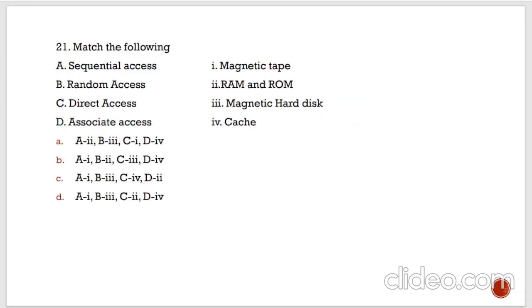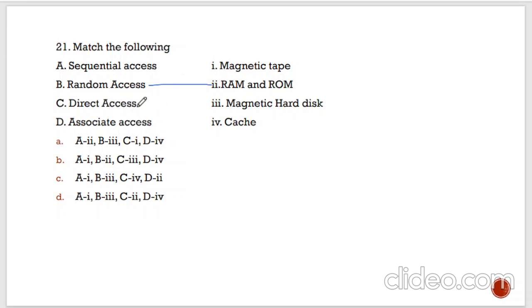Okay, next, match the following options. Sequential access, random access, direct access, associate access. So what is sequential access? From these options we can go through the elimination method. First, sequential access, random access. Random access, as the name says, we can directly attach this to RAM and ROM, which use the random access methods. Okay, next, direct access.